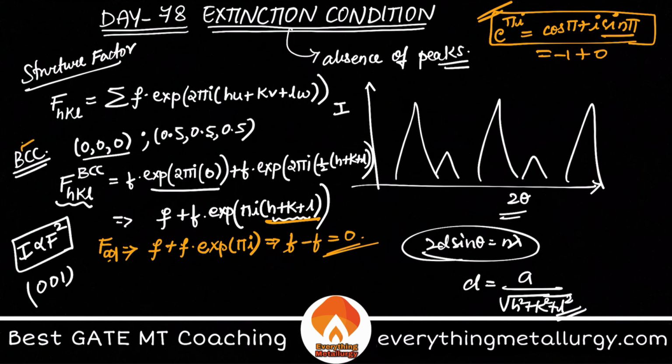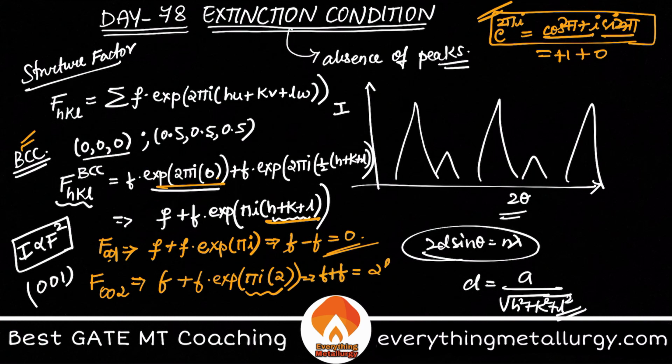Again, we are considering BCC. Similarly, let's take 0, 0, 2. For 0, 0, 0 we get f itself, plus f into exp of pi i into (0 plus 0 plus 2), which is 2. Now we have 2 pi. Cos 2 pi is plus 1, and sin 2 pi is 0. So this is f plus f, which is 2f. Therefore, in BCC itself, 0, 0, 1 is not giving you any peak, but 0, 0, 2 is giving you a peak.